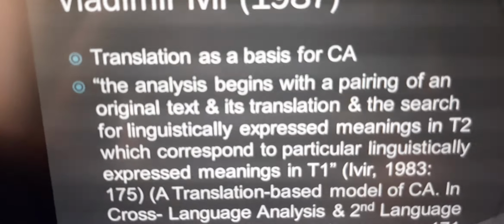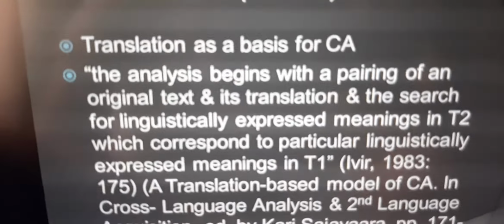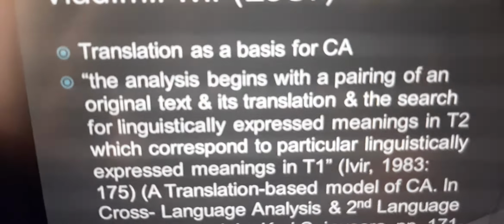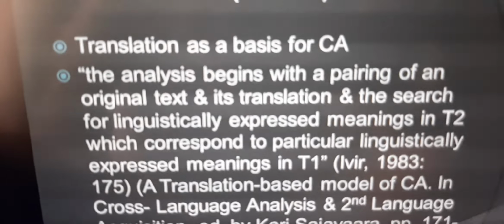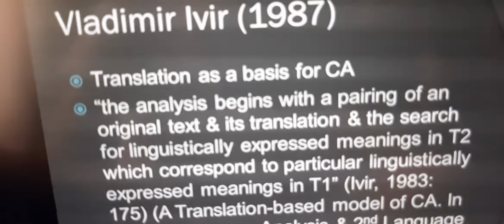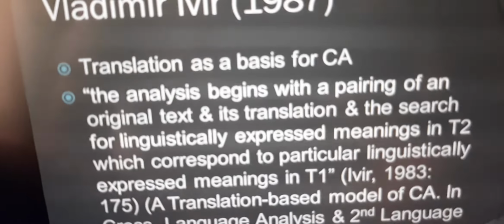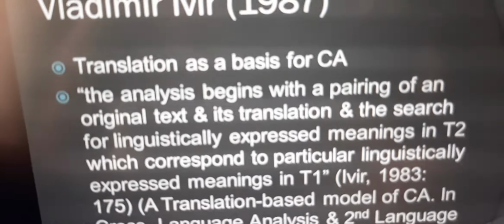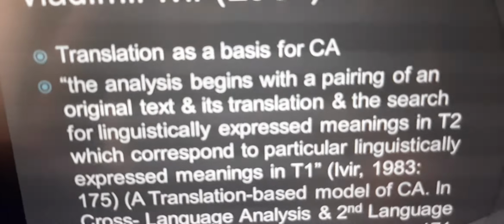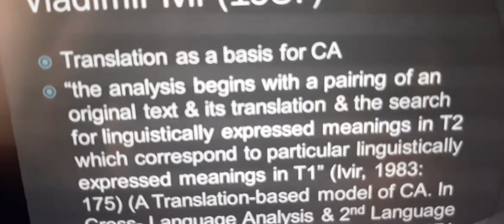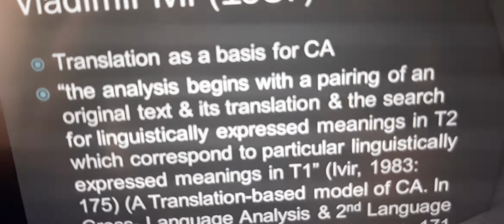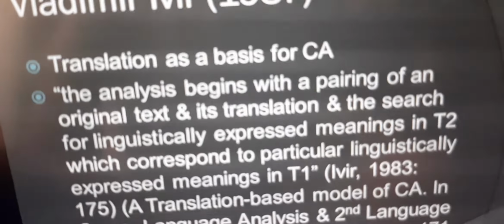There is an important quotation which says, "The analysis begins with a pairing of an original text and its translation and the search for linguistically expressed meanings in which the second text can correspond to particular linguistically expressed meaning in the first text." So we have an original text, which is T1, and the translation of that text, which is T2. We are in a position to search for the correspondent expressed meanings.